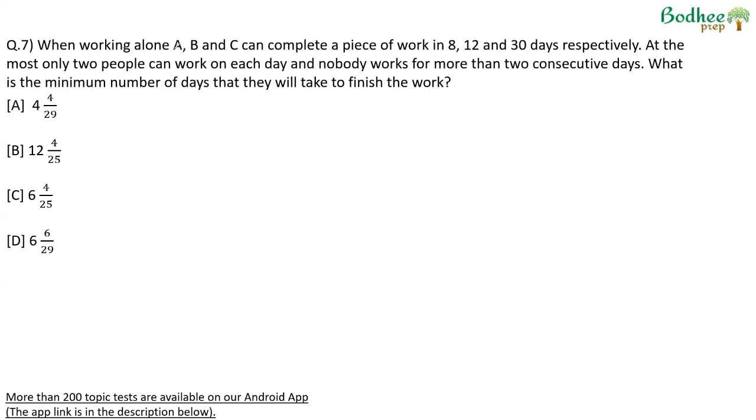When working alone, A, B, and C can complete a piece of work in 8, 12, and 30 days respectively. At the most, only 2 people can work on each day. Nobody works for more than 2 consecutive days. What is the minimum number of days that they will take to finish the work? Minimum number of days.